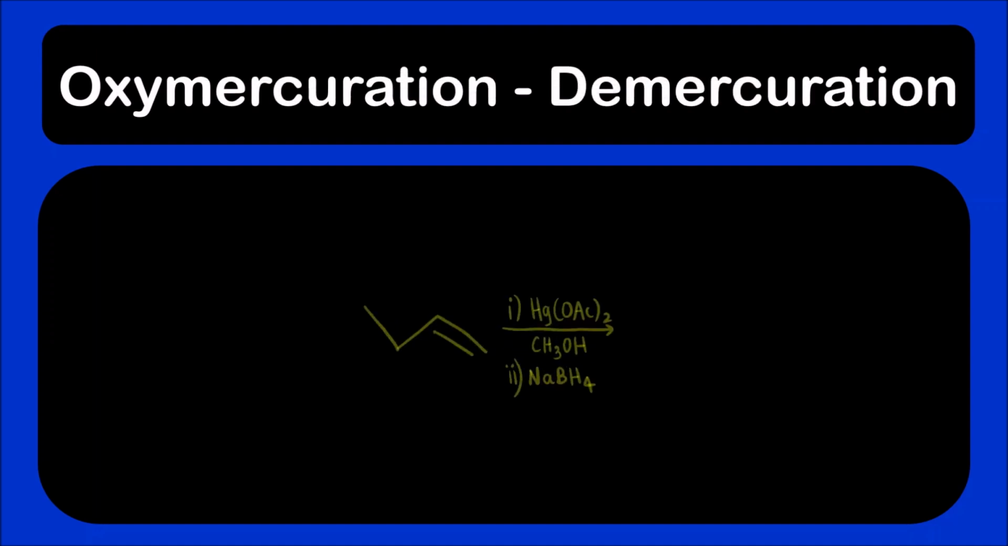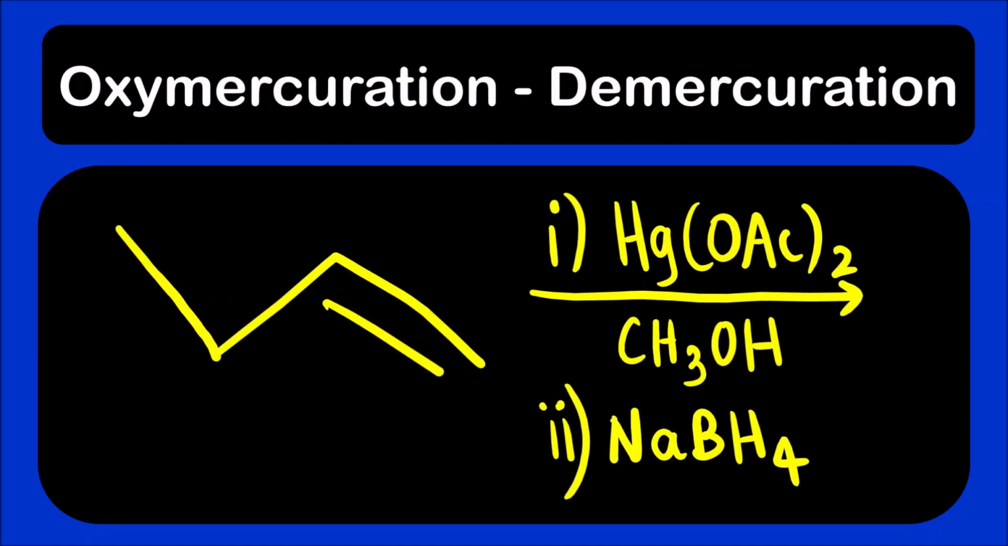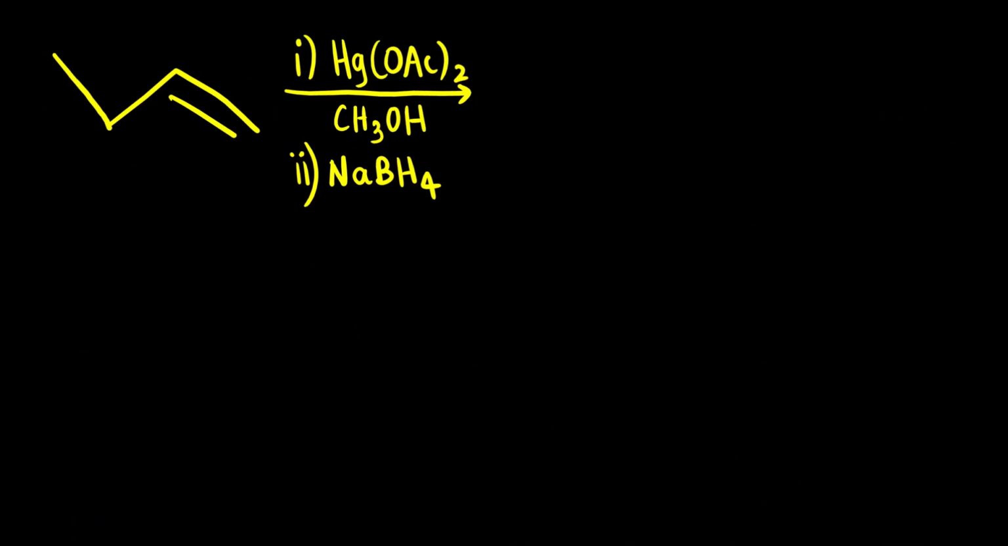So in today's video, we are going to see this question based on oxymercuration-demercuration that I had posted a few days ago. In oxymercuration-demercuration, we know which molecule is added: water is added across the double bond by following which rule? Markovnikov's rule. And what is Markovnikov's rule?